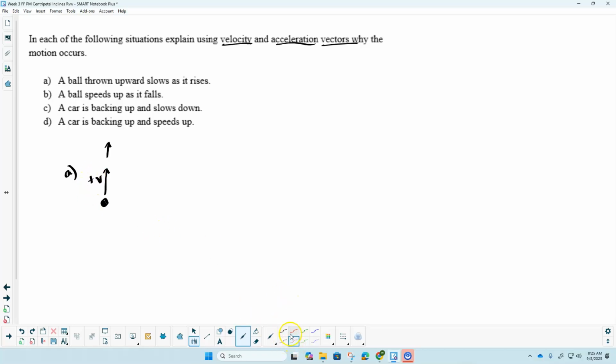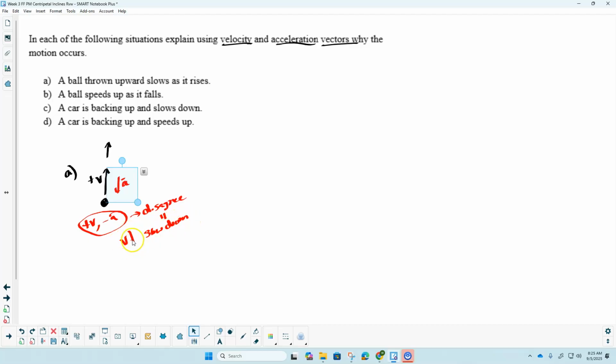Which way is the acceleration happening here? The acceleration is due to gravity, that's going down. So a is a negative value. So we have a positive velocity and a negative acceleration. So those two ideas are disagreeing, and disagreeing equals decreasing velocity or slowing down in everyday language. So the number for the velocity decreases.